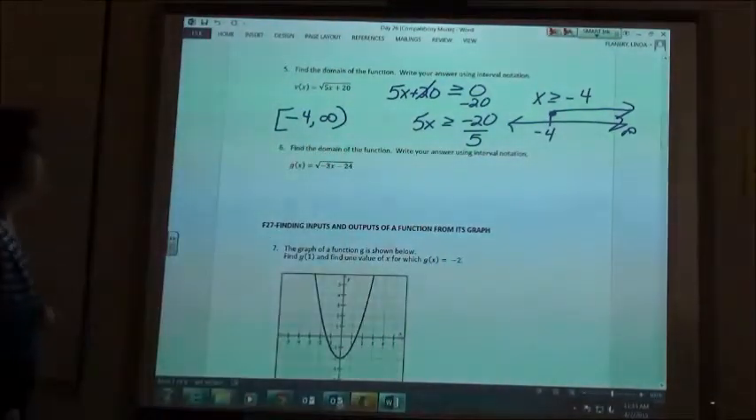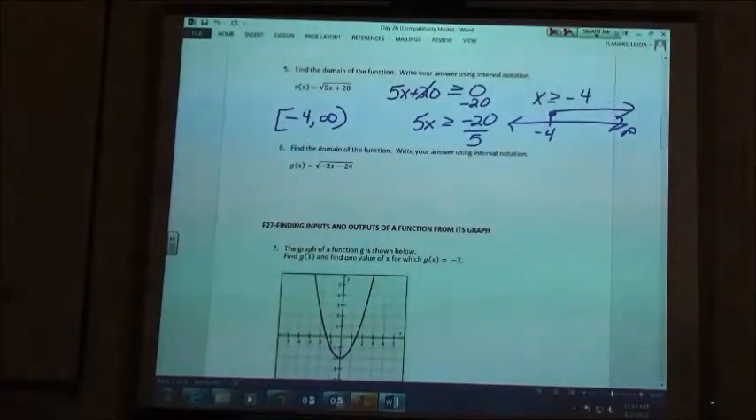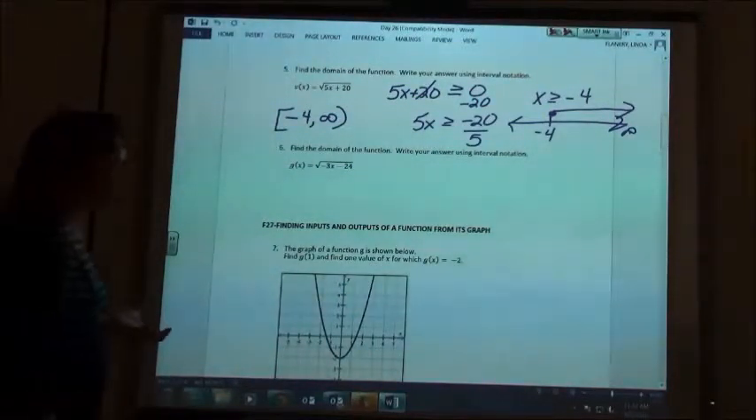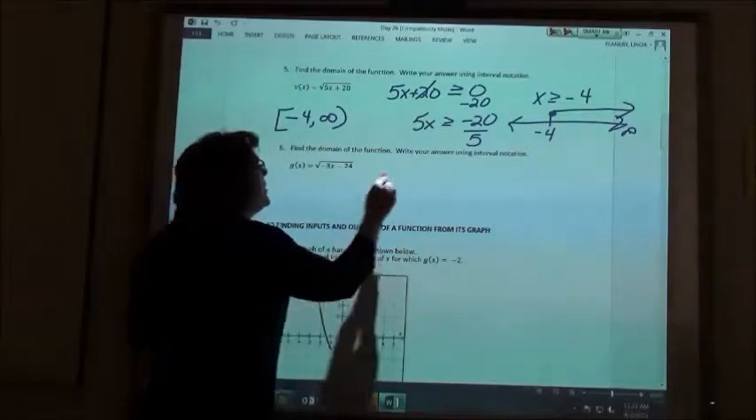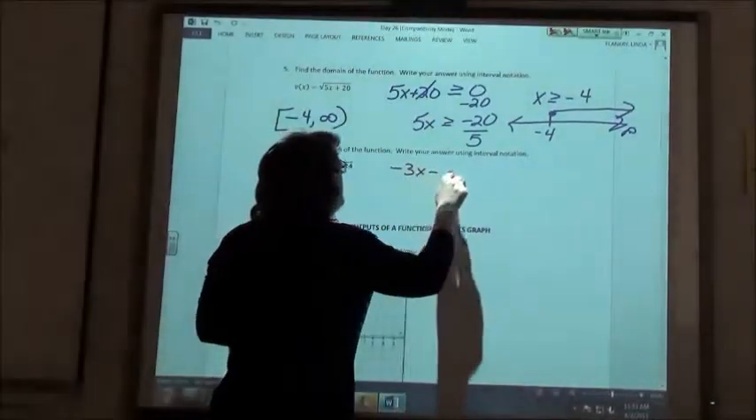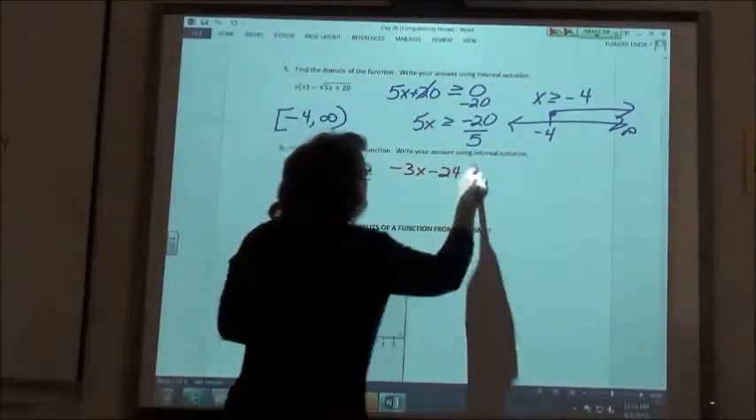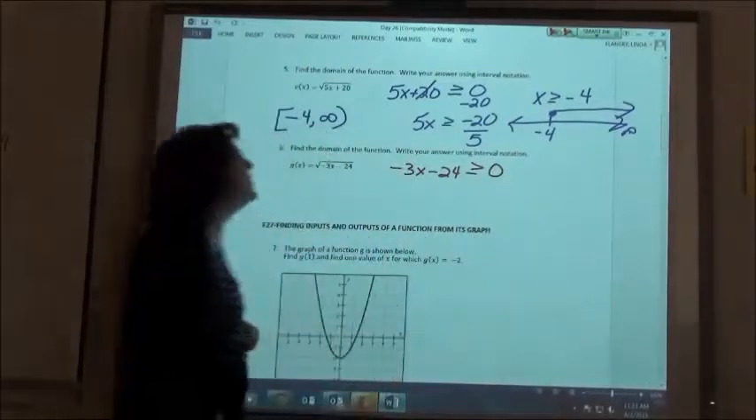Number 6, same kind of thing. I'm doing the domain of my square root function. I know I can't do the square root of a negative, and so I'm going to say that the negative 3x minus 24 has to be greater than or equal to 0 to start out with.